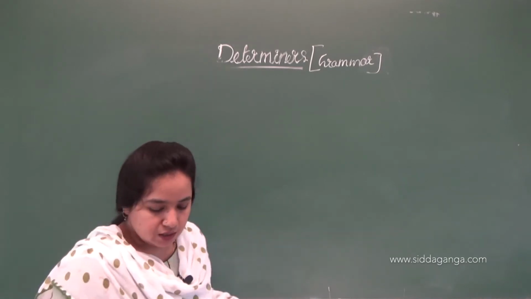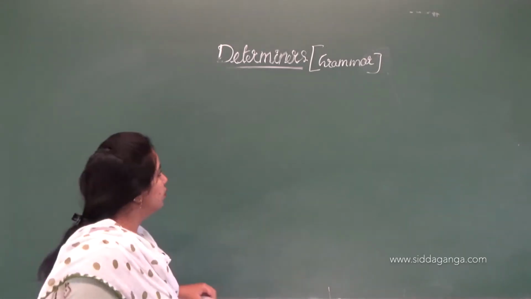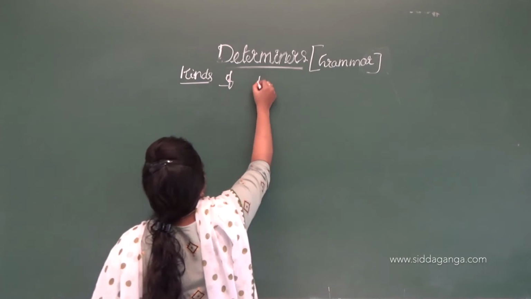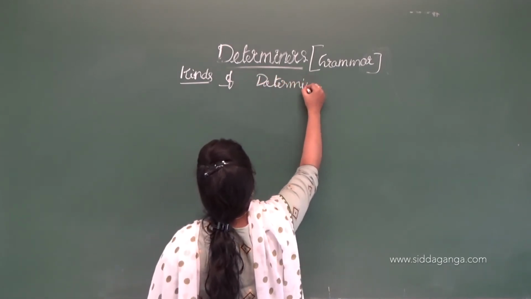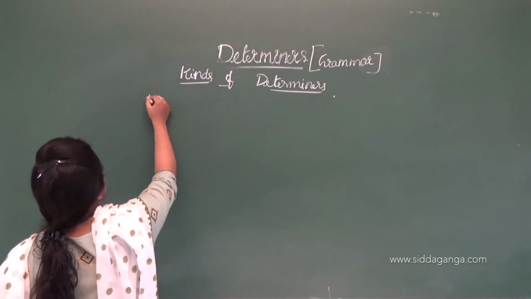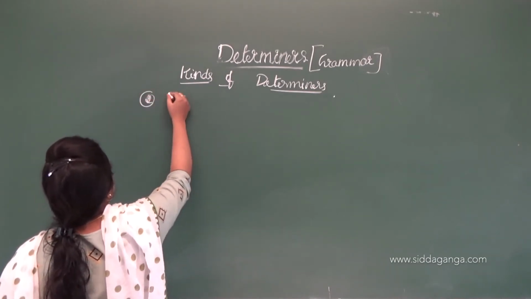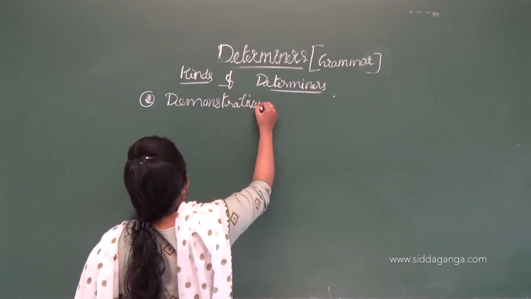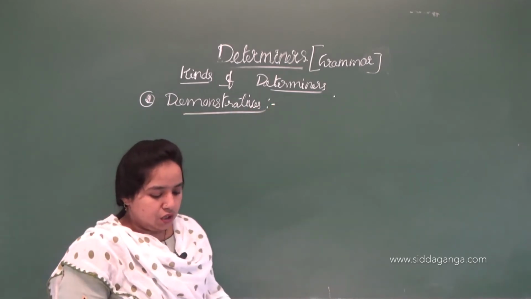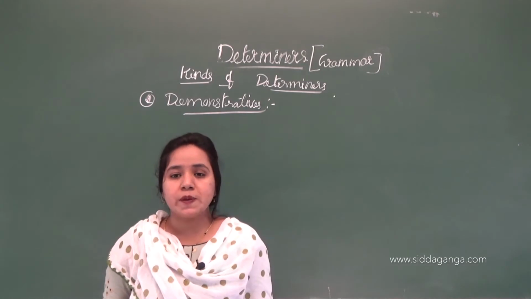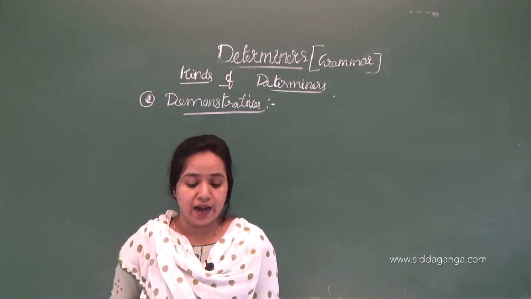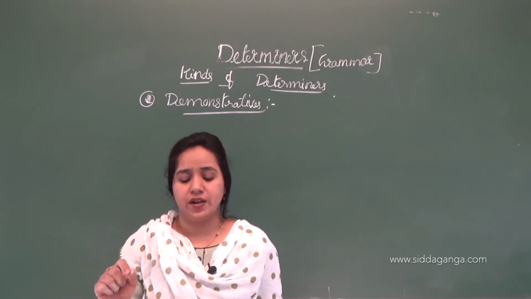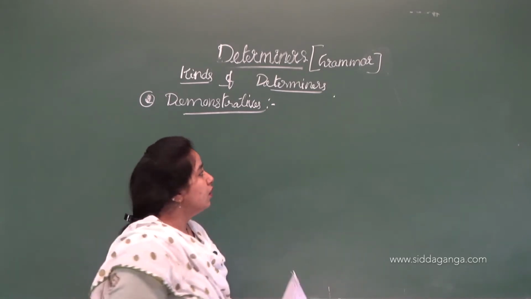So let's see today's class, that is the second kind, the demonstratives. What are the demonstratives? The kinds of determiners, this is the second one, that is demonstratives. So what is this demonstrative? That point to specific things: this, that, these and those. Okay. So a thing which is pointed out as the specific one, specific things, is called demonstratives.